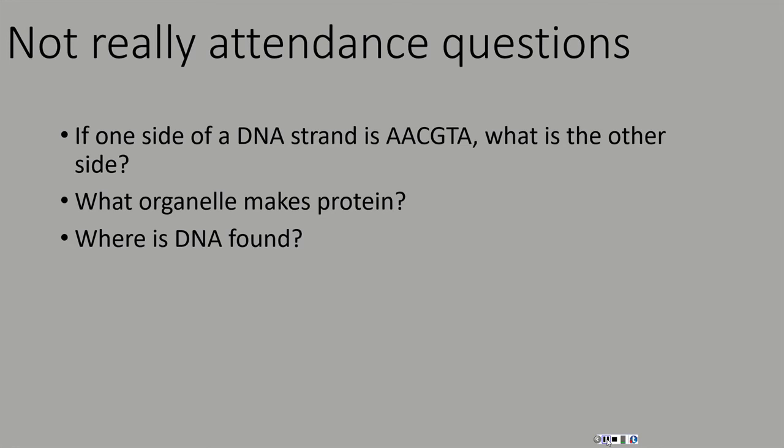And hopefully you've paused your video and tried to answer these questions, but let's see what the actual answers are. If one side of a DNA strand is AACGTA, what is the other side? Well, we're going to use our base pairing that we learned about at the end of chapter 2. And remember, A always pairs with T, adenine always pairs with thymine. C always pairs with G. Cytosine always pairs with guanine. So the opposite side of this DNA would be TTGCAT.